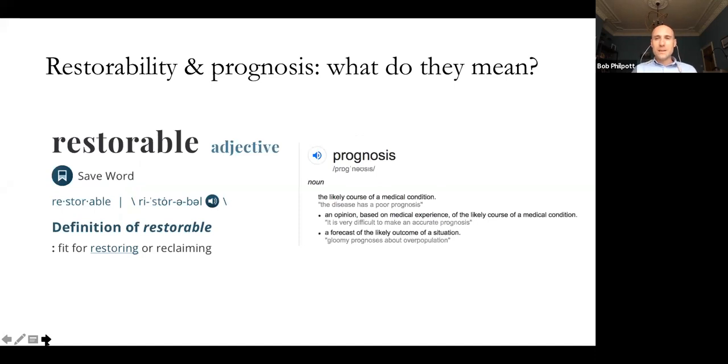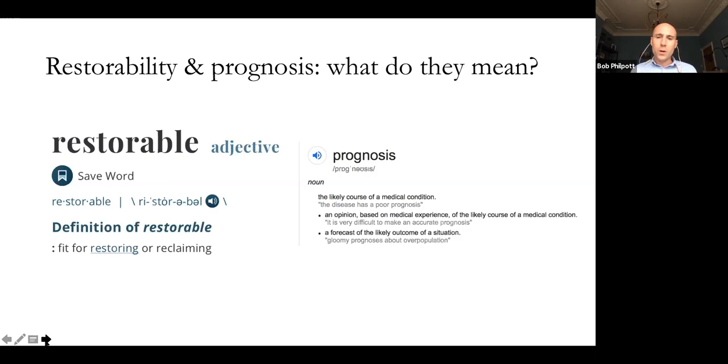In keeping with last week, I'll start by talking about the definitions of restorability and prognosis. Restorability is a difficult one because you're never going to find an English definition that will be applicable to dentistry. But I found this: fit for restoring or reclaiming. I like the word reclaiming because that's what we're trying to do. We're trying to salvage a situation and bring that tooth back from the brink, depending upon the degree of the restoration, the patient expectations, and the strategic importance of that tooth in an overall sense.